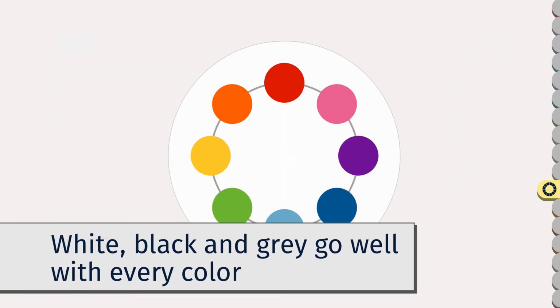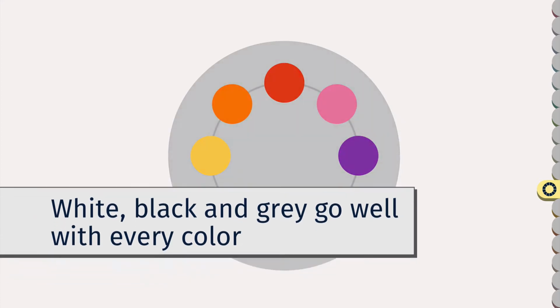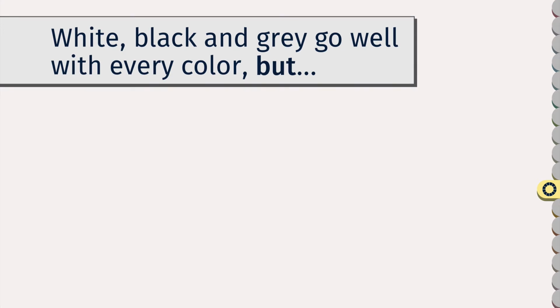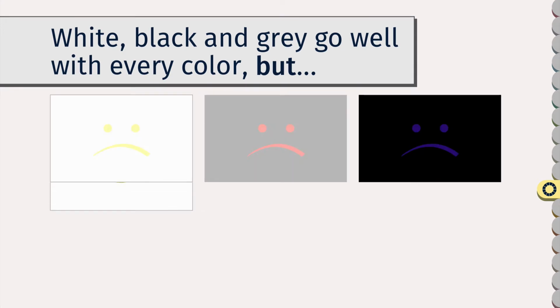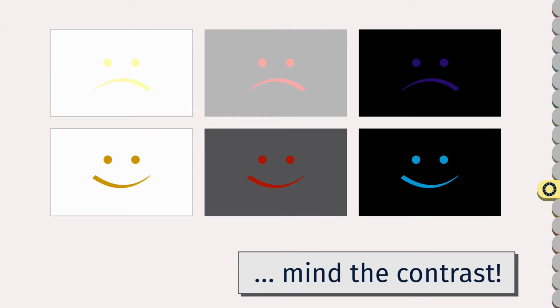White, black, and gray go well with all the colors on the color wheel. We can look at them right now. But be aware that there are a few exceptions, because sometimes you don't get the right contrast. So that's the rule, but there's already some exceptions.